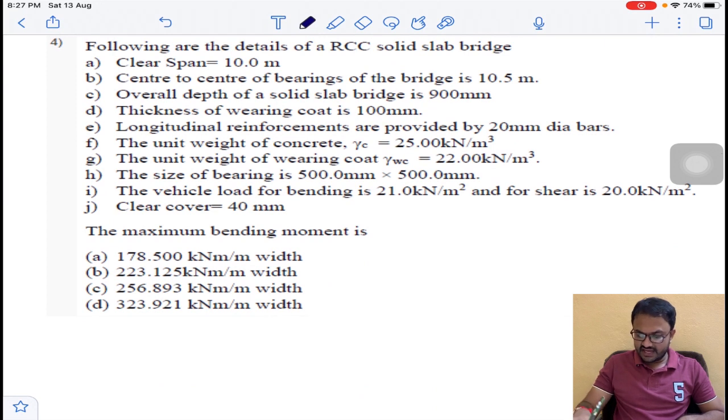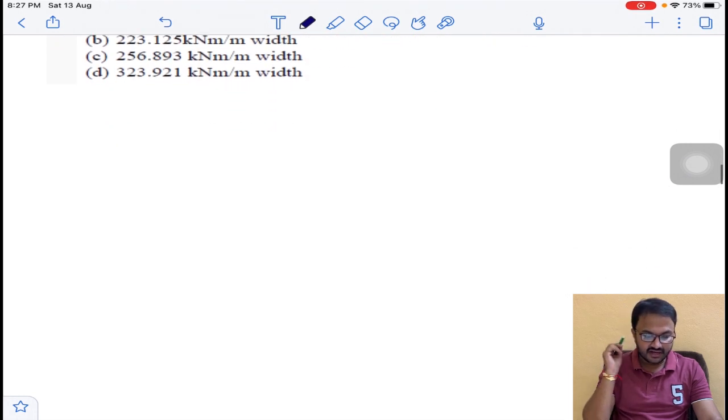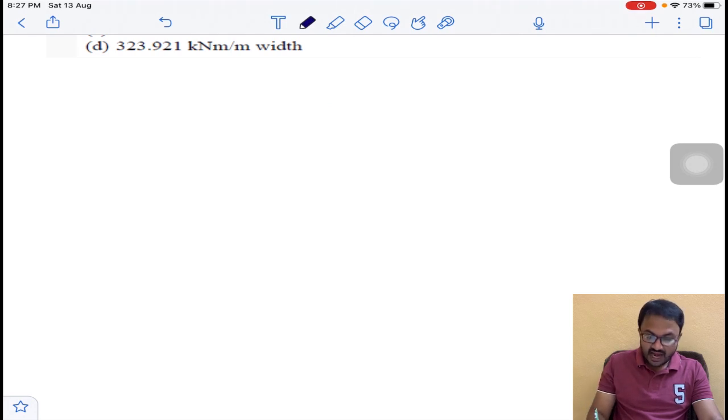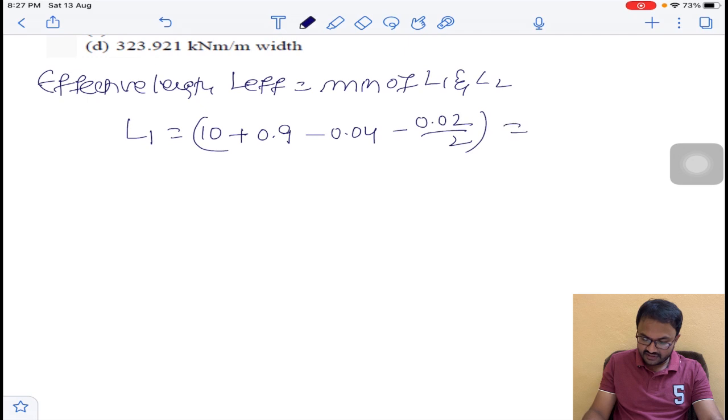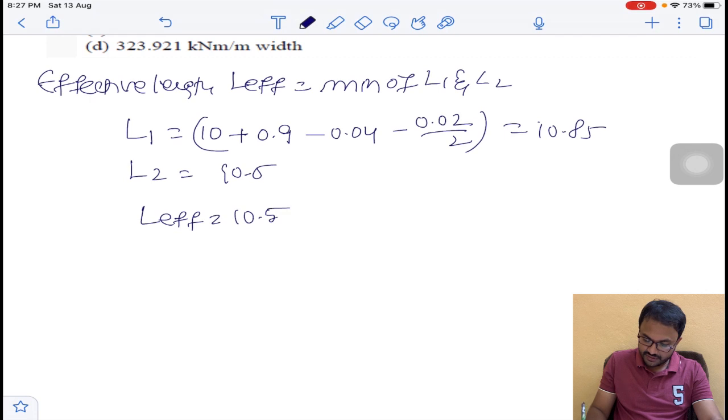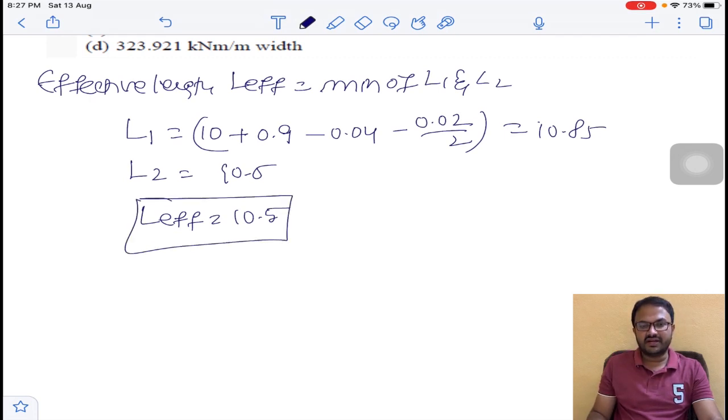Next question. He has given the same information and is asking for maximum bending moment. Clear? First of all, from the information, I am calculating the effective length once more. L effective is equal to the minimum of L1 and L2. L1 is clear span plus effective depth 0.9 minus clear cover minus half of diameter. So L1 will be 10.85, and L2, he has given center to center, is 10.5. Out of these, the minimum is L effective equal to 10.5. This is the last time that I am calculating the effective span. It is 10.5.